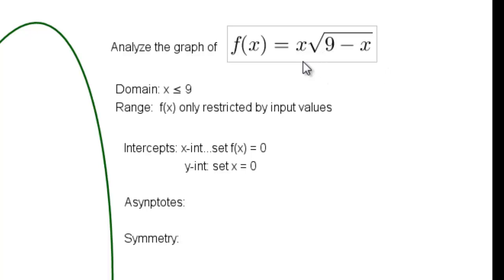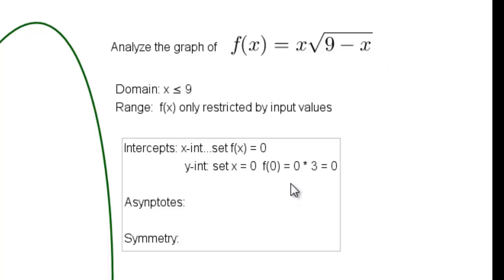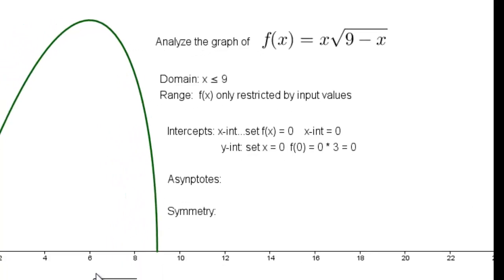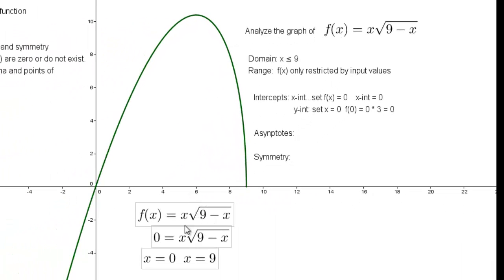So if we put in a 0 for x, f of 0 is equal to 0 times 3, and we get 0. So there is a y-intercept at 0. To find the x-intercepts, we're going to set f of x equal to 0. And when we do that, using the zero product property, either this first part, x, could be 0, or this second part under the radical could equal 0. So either x is equal to 0, that's one solution, or the square root of 9 minus x equals 0.